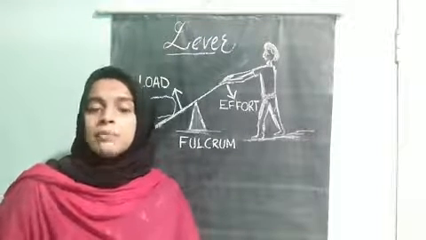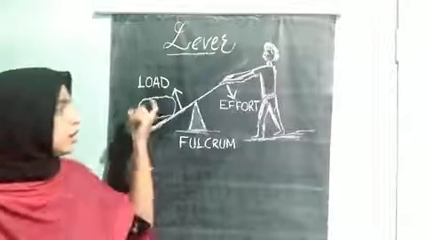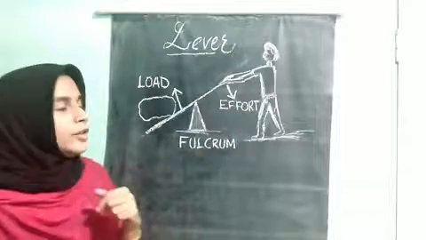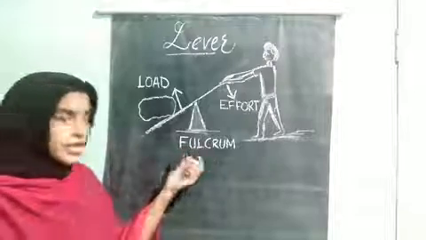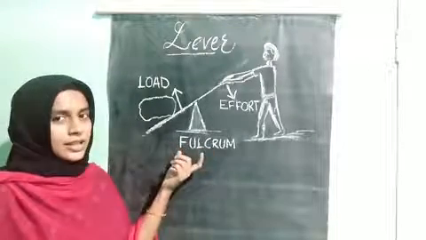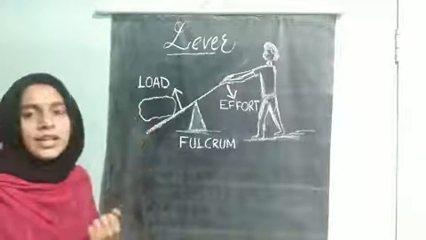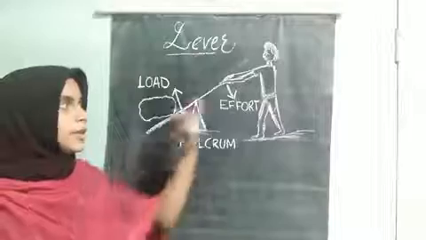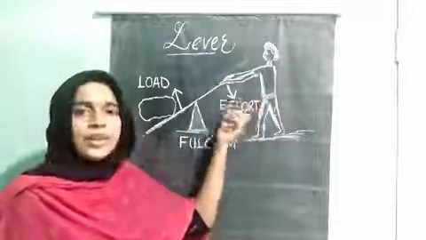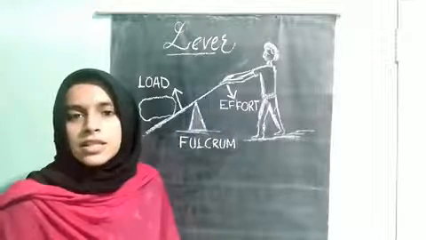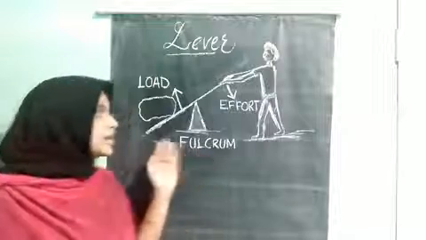I'll say once again about load, fulcrum and effort. Fulcrum is the fixed point at which the lever rests. Load is the object that has to be lifted. Then effort. What is the effort? The force applied on the lever, that we call effort. So these terms should be thorough in your mind.